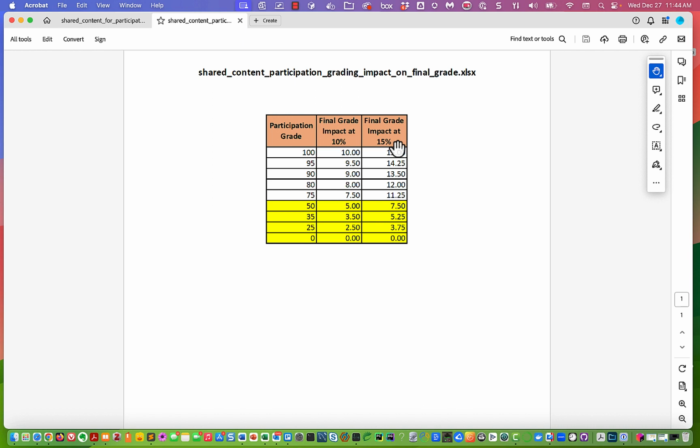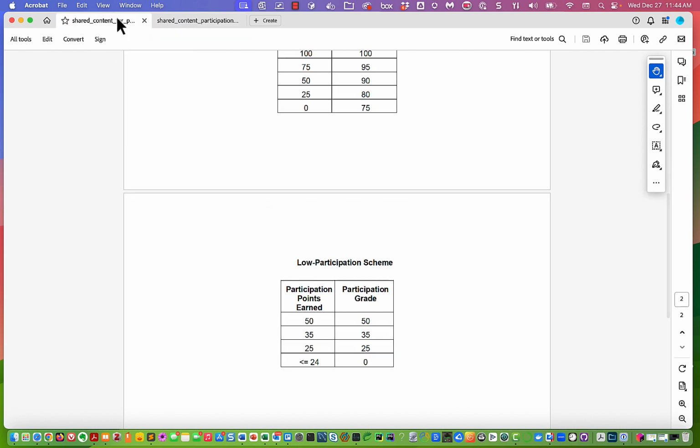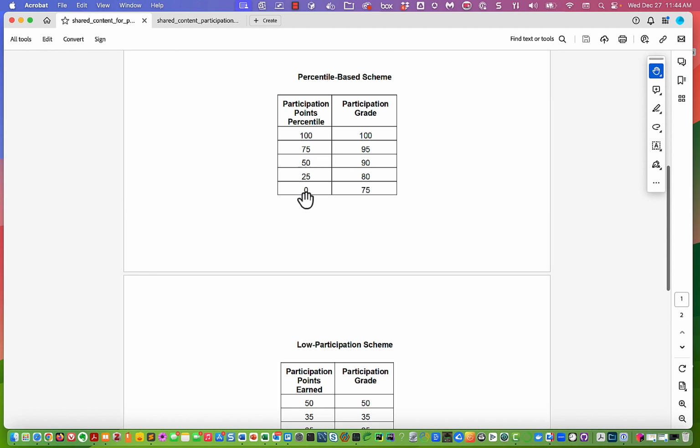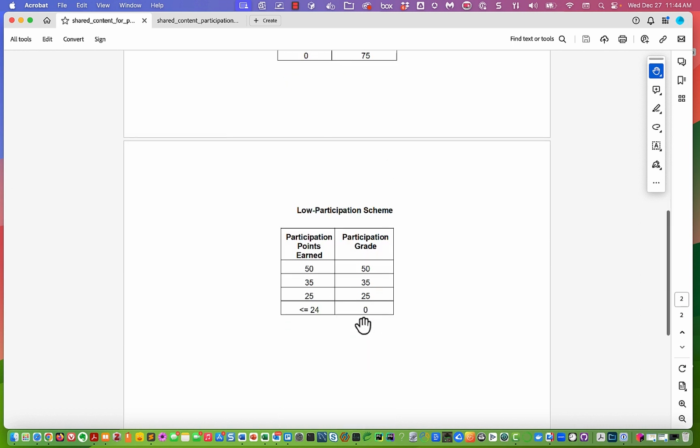Okay. So these are the grades that I showed you on the other sheet. These are kind of the breakpoint grades. If you're on the percentile based scheme, if you're at these breakpoints, then you get these grades. If you're in between, you get in between grades, and then they're rounded. And these are the breakpoint grades for the low participation scheme. That's how I came up with them.